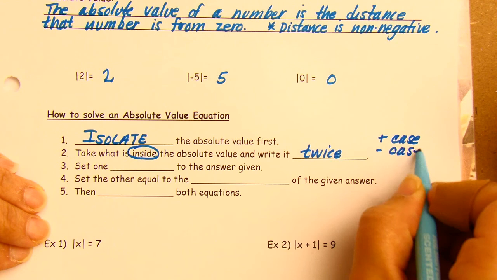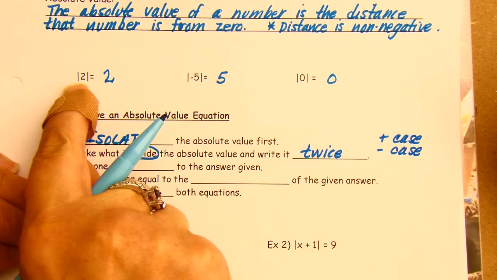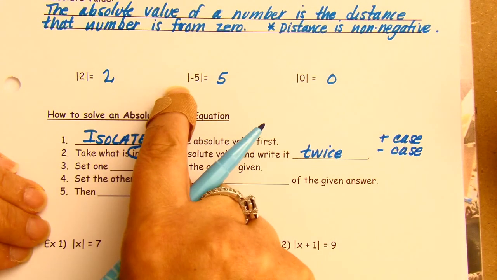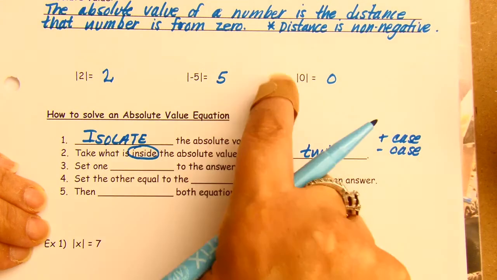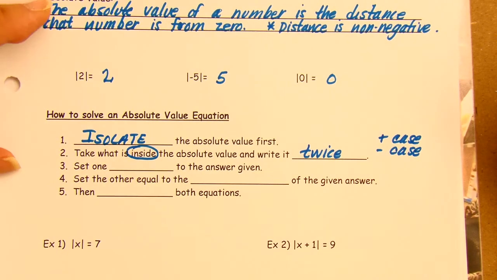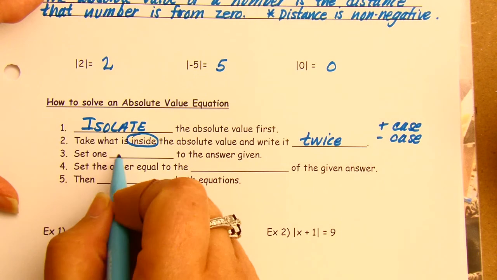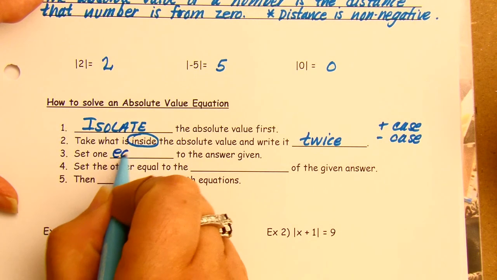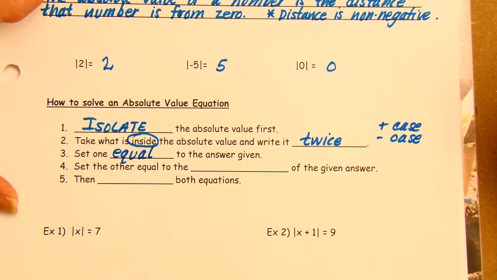Because remember, I could have a positive number in the bars or I can have a negative number in the bars. So that's why I need 2 cases. You've got 2 bars, 2 cases. Positive case and a negative case. Then we're going to set one of those equal to the answer that's given.